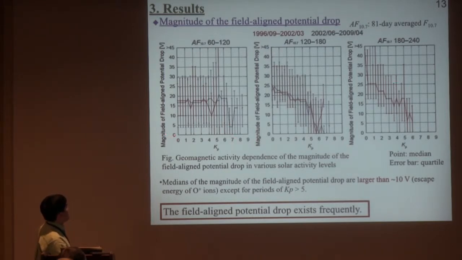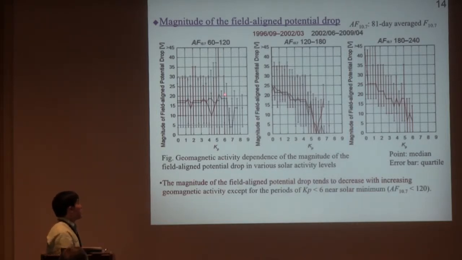These panels show the magnitude of field-aligned potential drop and Kp index in different solar activity ranges. The median is indicated by the point, and the error bar indicates the quartile. Medians of the magnitude of the field-aligned potential drop are larger than about 10 volt, except for periods of large Kp. So the field-aligned potential drop exists frequently. This is the most important point of our result.